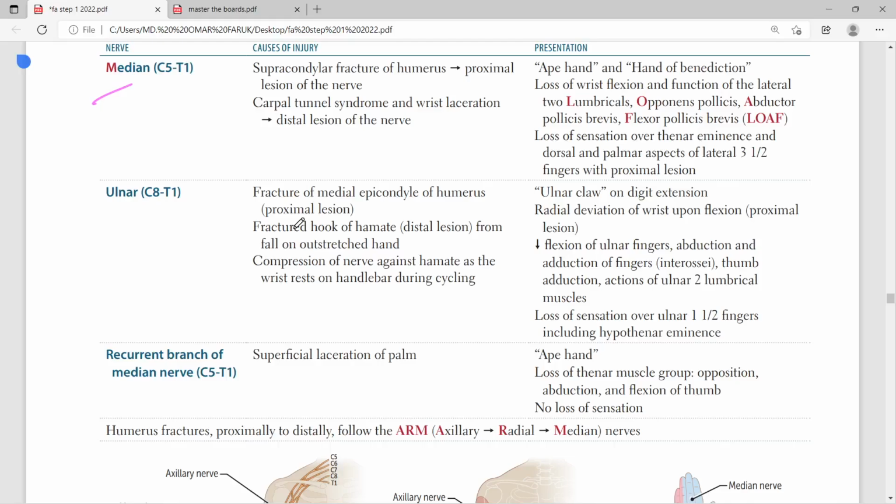And the recurrent branch of the median nerve, C5 to T1, with superficial laceration of the palm: ape hand, loss of thenar group of muscles, with loss of opposition, abduction, and flexion of the thumb, and loss of sensation.